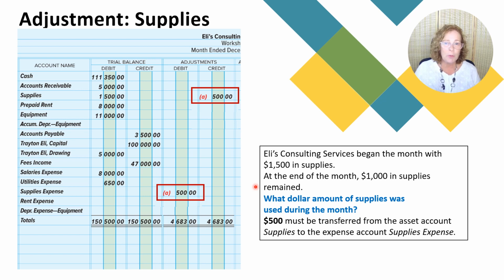So how do we record the usage of the supplies? We do that by writing a credit of $500 into the credit column of the supplies account and a debit into the debit column of the supplies expense account. And with that, we're now ready for the next adjustment.